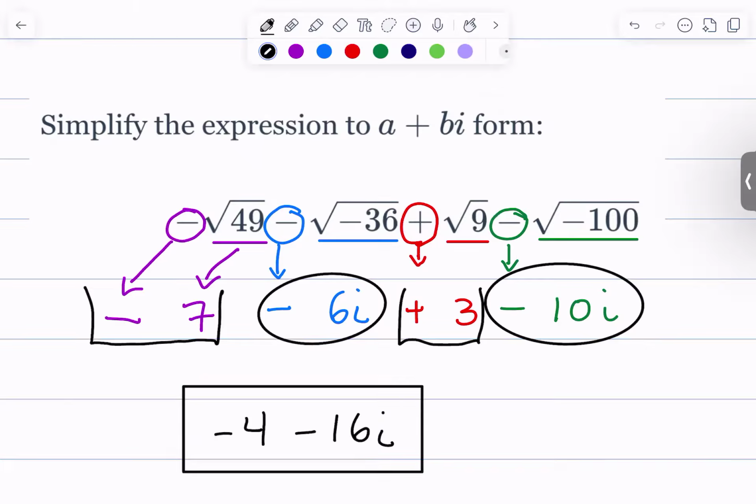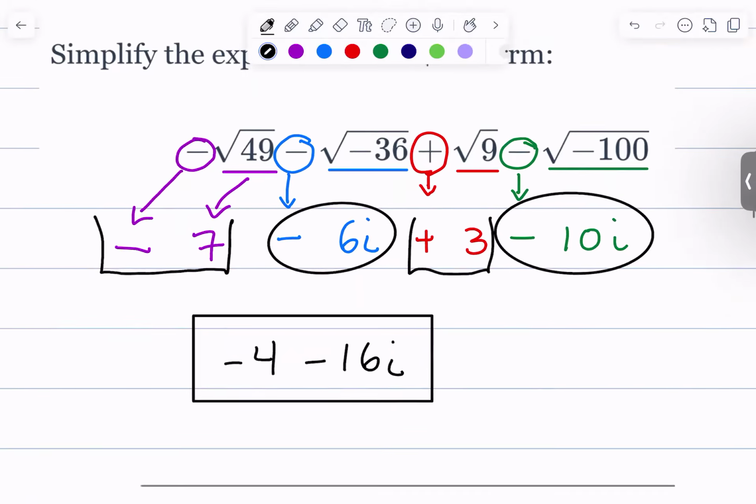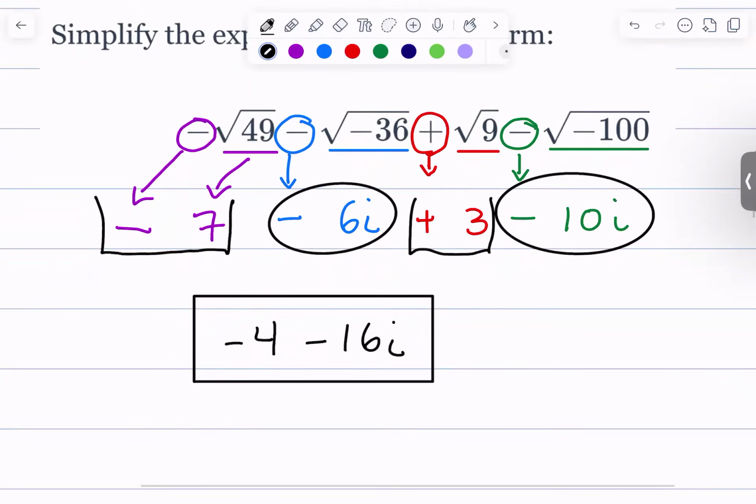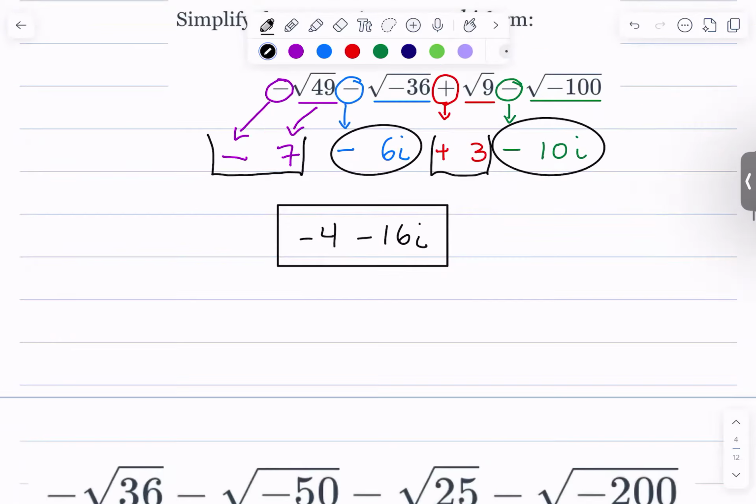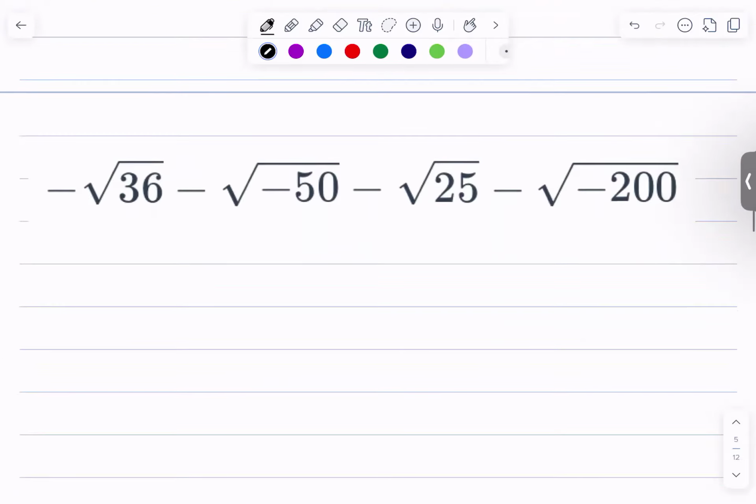Okay? Notice that it does become a complex number because the real number is negative 4 and the imaginary number is negative 16i. Yeah, and we're just adding them together. Okay? Cool. Let's try this one.